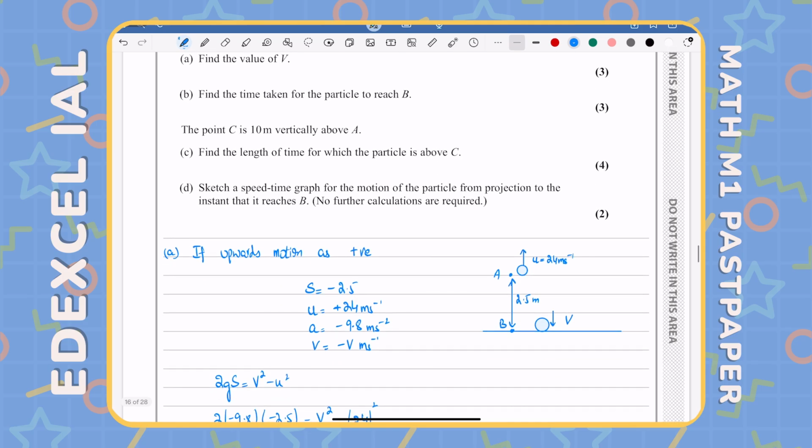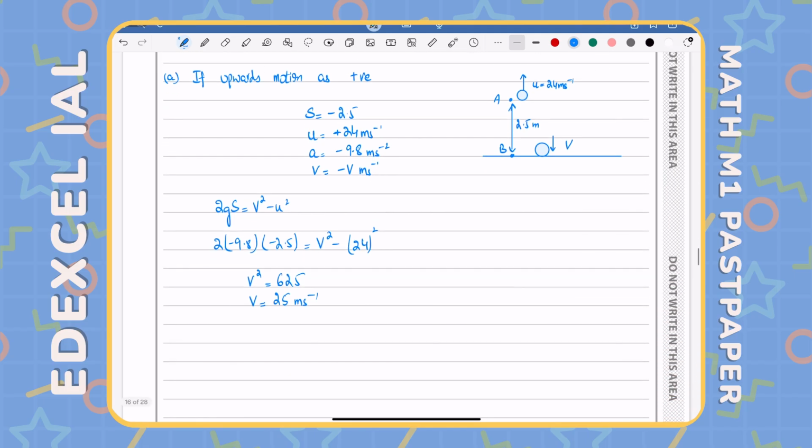Now let's have a look at part B. Part B says find the time taken for the particle to reach B. Now what is B? B is basically the ground. So we need to find out the time that it takes to reach the ground.